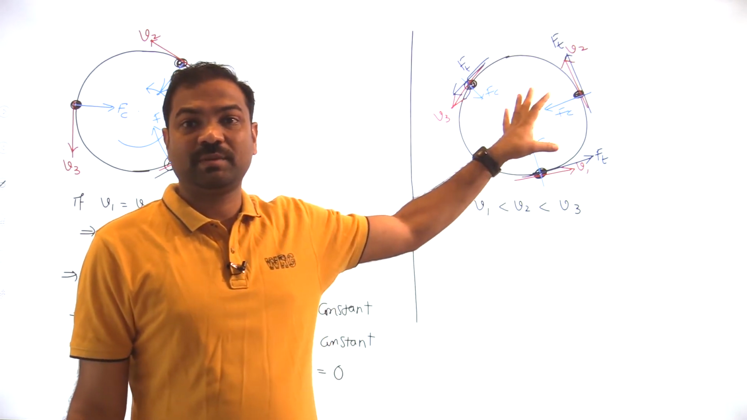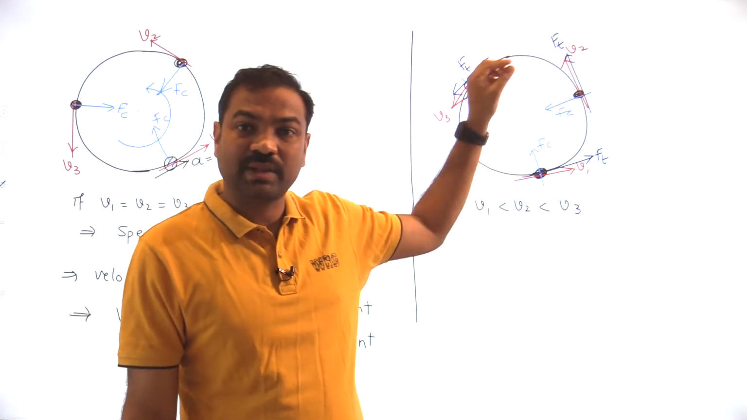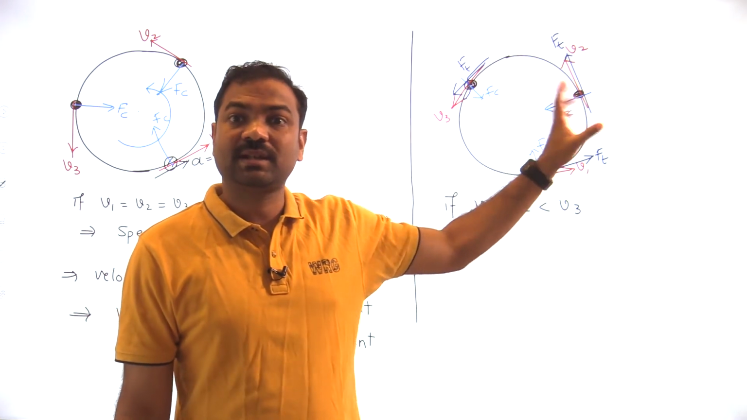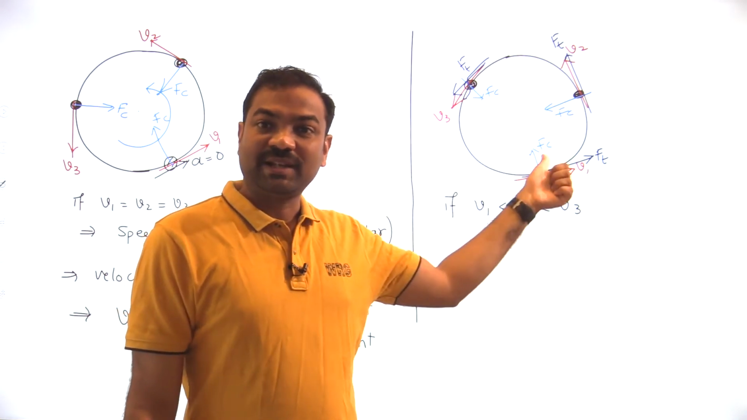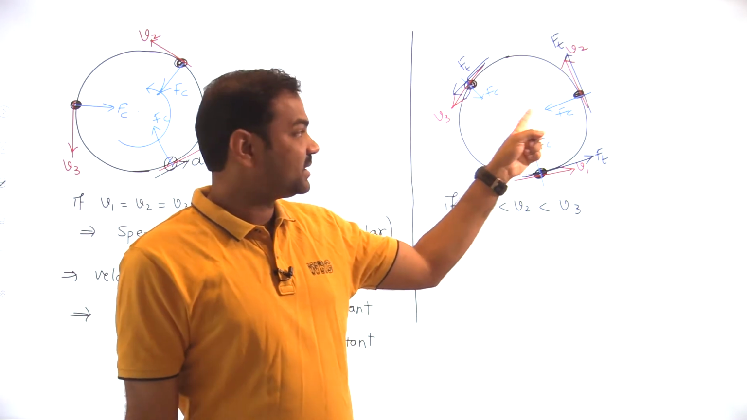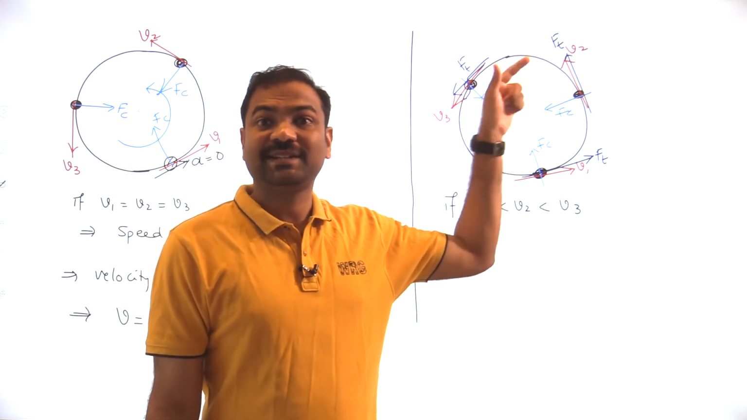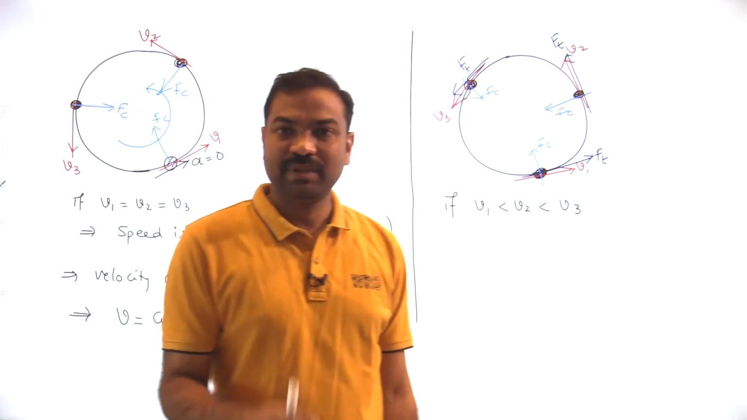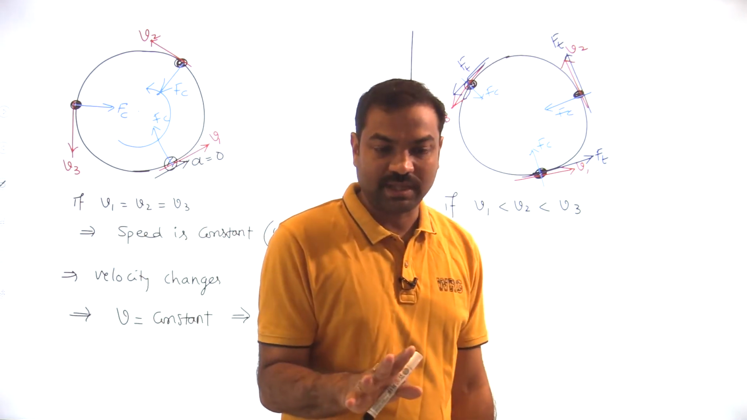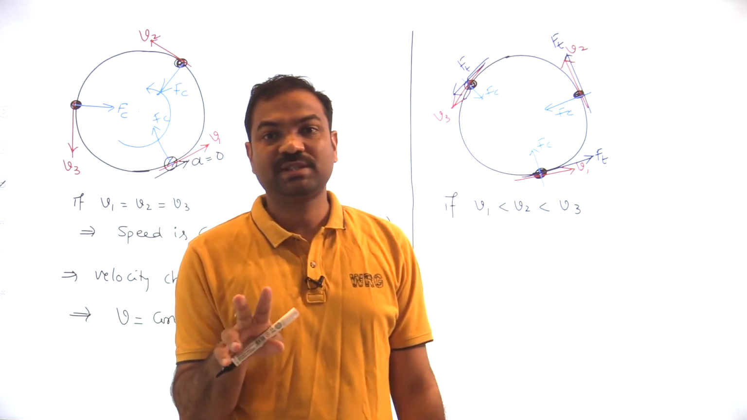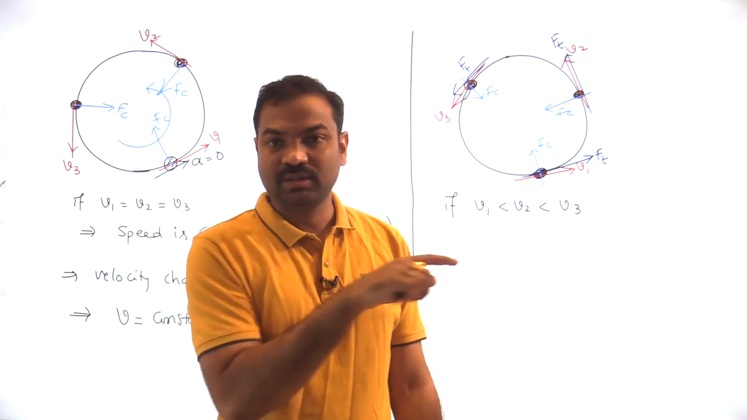Then what is the job of centripetal force? The job of centripetal force is to keep the particle in circular motion. So why is the particle going in circular motion? Because of centripetal force. Why is the speed of the particle increasing? Because of the force acting tangentially. So that means if a particle is moving in a circular path, then there can be two forces acting on the particle. One is along the radial.